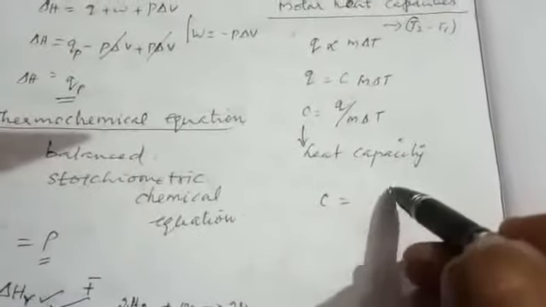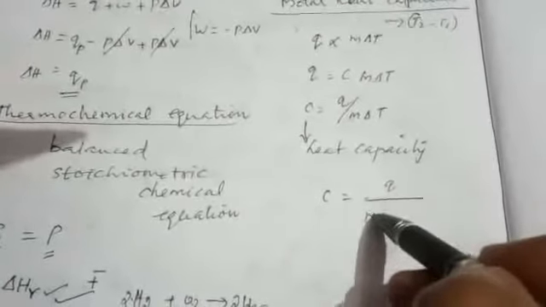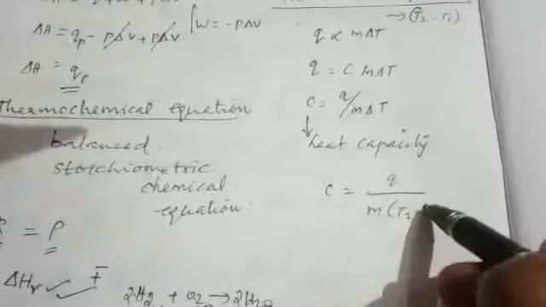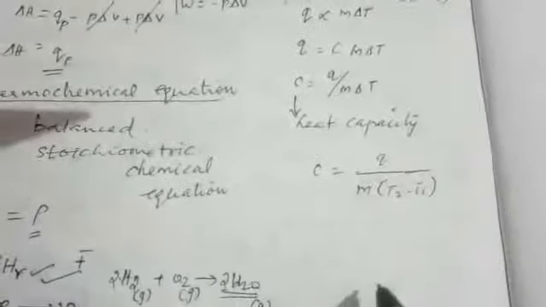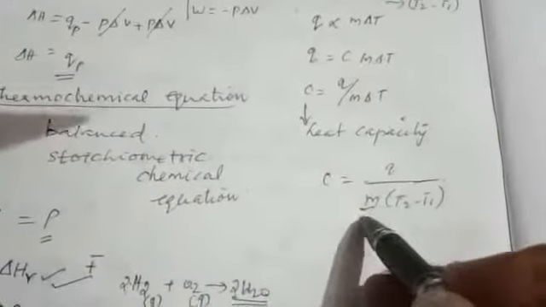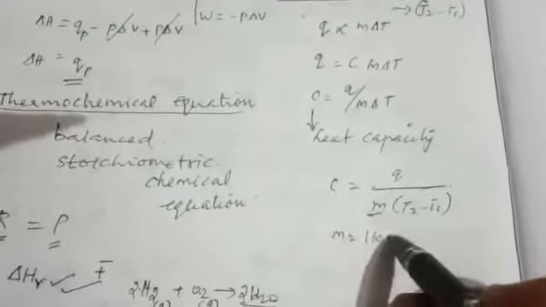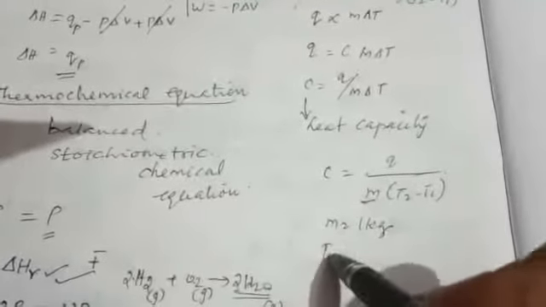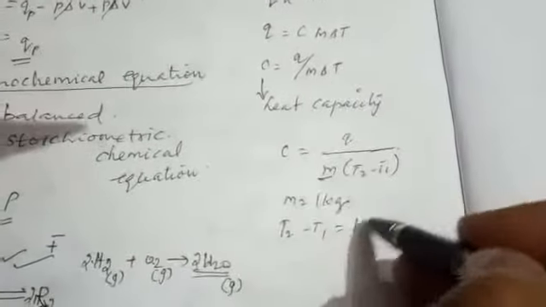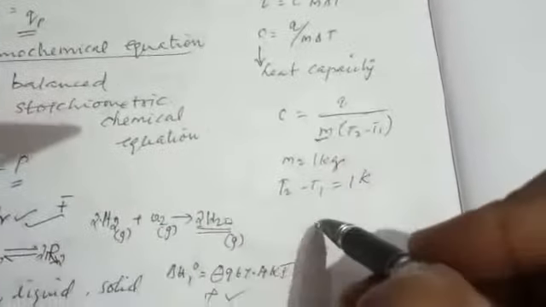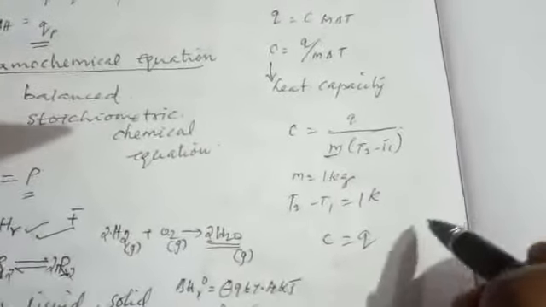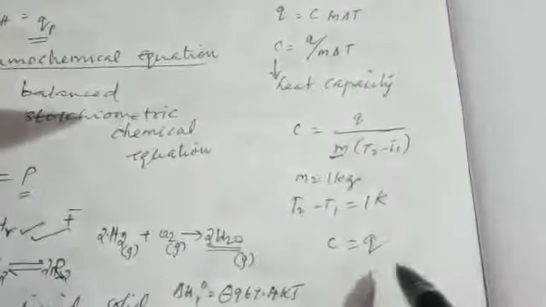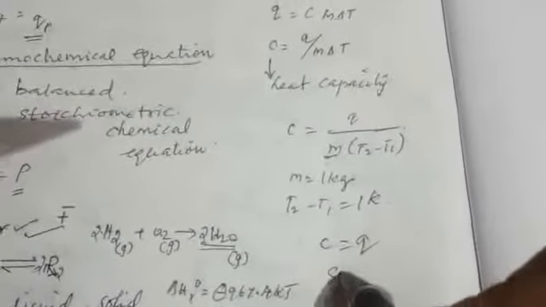Next, C is equal to Q divided by m into (T2 minus T1). Expanding the equation, m equal to 1 kilogram and T2 minus T1 equal to 1 Kelvin. Applying the values, we get C equal to Q only. That is referred to as specific heat capacity.